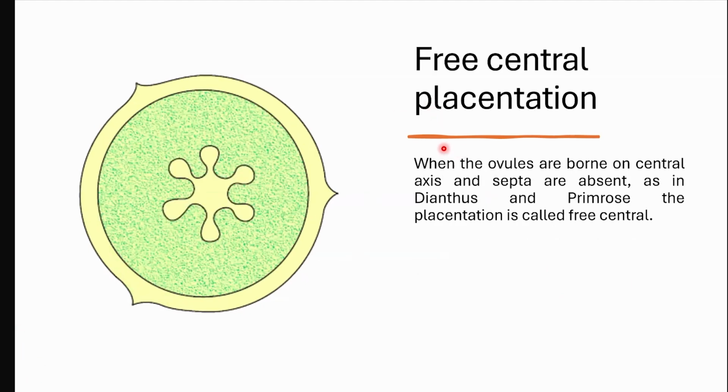Then there is free central placentation. It means that over here in the center the ovules are present. When the ovules are borne on the central axis over here and the septa are absent altogether, there is no septum at all, as in the case of Dianthus and primrose, the placentation is called free central.